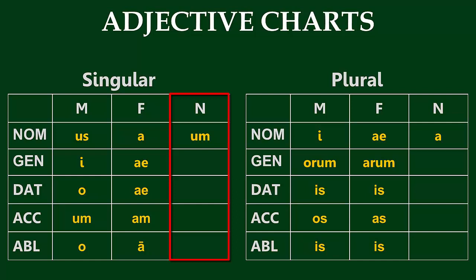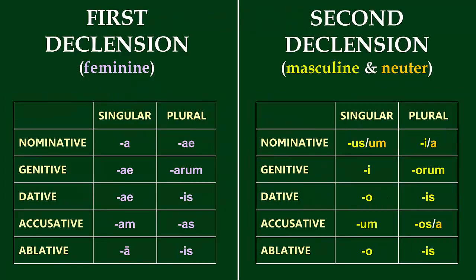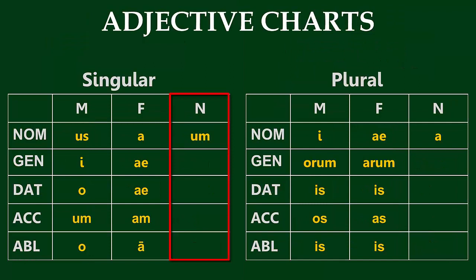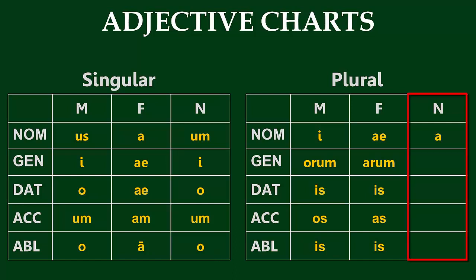Finally, on to the neuter. Remember, the neuter second declension is the same as the second declension masculine, except that it follows the neuter rule. Nominative, accusative, exactly the same. In the plural, always an a. So the neuter adjective endings are o, o. And in the plural, a, orum, is, a, is.